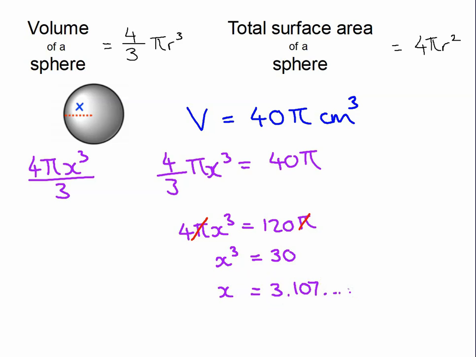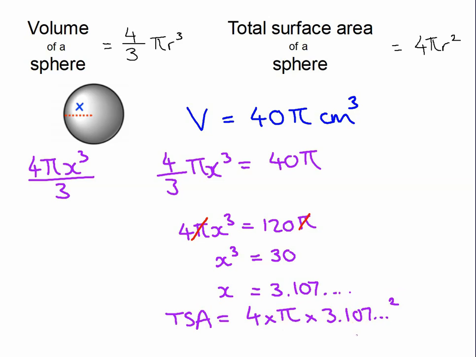And so I don't lose any accuracy, I'm going to store that in my calculator as A. Okay, so whenever I want to use it in a minute, I'm going to use A. And what have we just found out? We've just found out the radius, which is this figure here. So let's find out the total surface area. We know that is 4 times pi times the radius, which is 3.107 blah blah blah squared, which I'm just going to put an A in here.